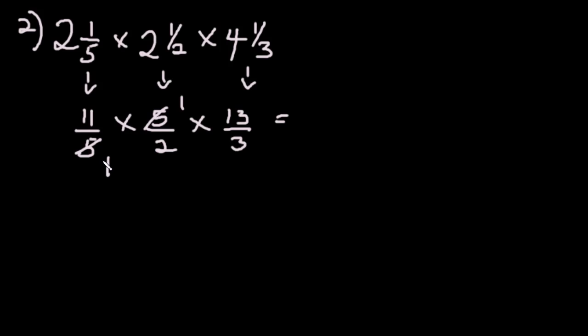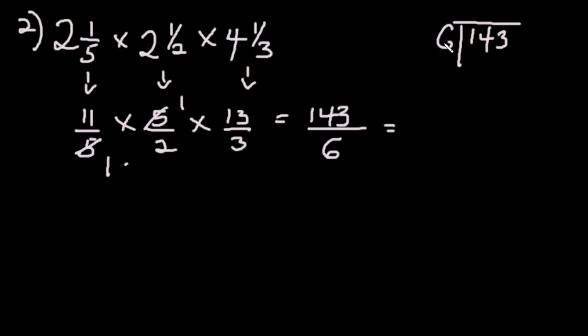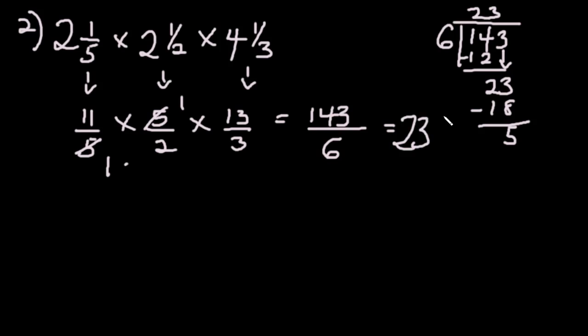I don't think there's any other. So we have 11 multiplied by 1, 11 multiplied by 13, that's 143. 1 multiplied by 2 is 2, multiplied by 3, that's 6. So now this takes us back to our division. 143 divided by 6. 6 in 14, 2 times, that's 12. Take it away. I have 2 left. I'll bring down my 3. That's 23. 6 goes in 3 times. 6 multiplied by 3 is 18. That leaves 5. So I have 23 remainder 5. So I have 23 whole number 5 over 6. And that will be my answer.